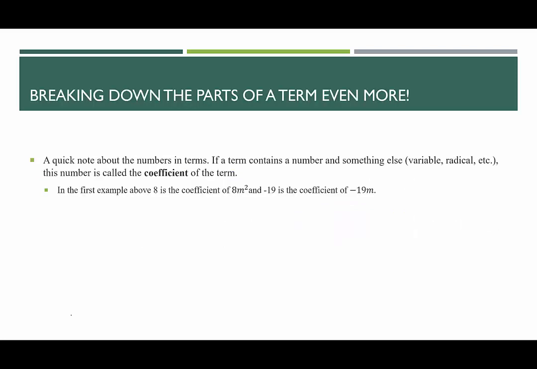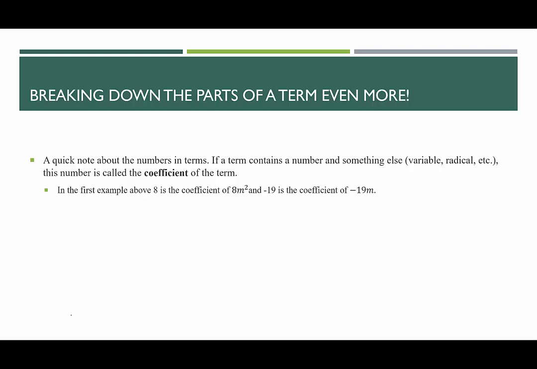But now let's talk about the numbers that we see in each of these terms. If a term contains a number and something else, a variable, a radical, something, the number is called the coefficient of the term. So in the previous example that we saw, 8 is the coefficient of 8m squared, and negative 19 is the coefficient of negative 19m.